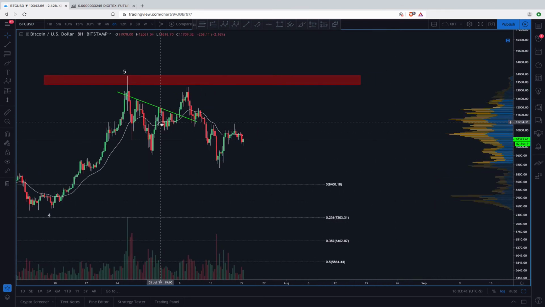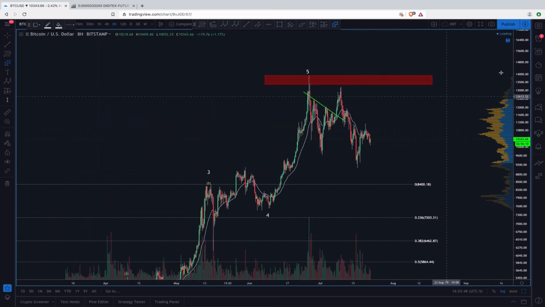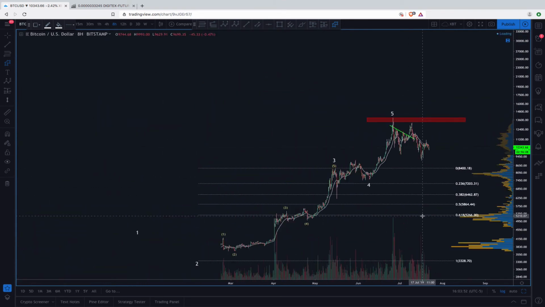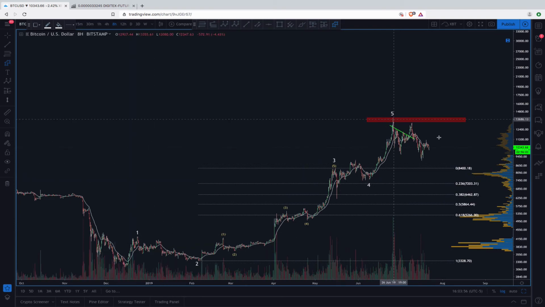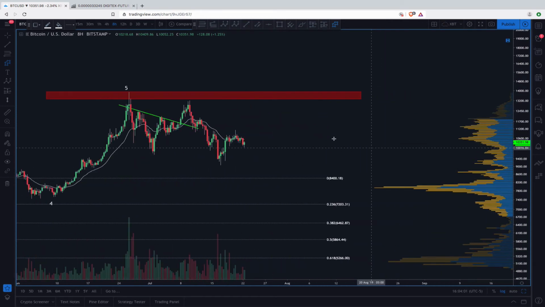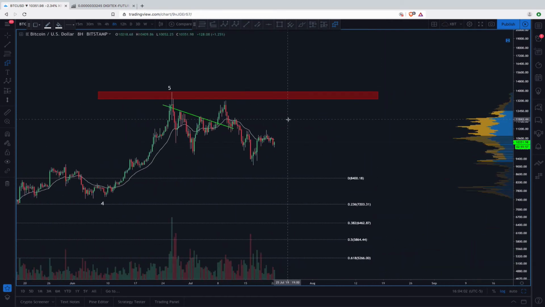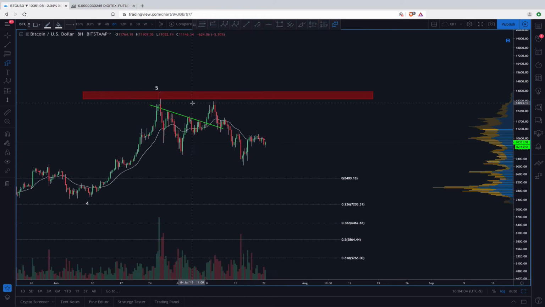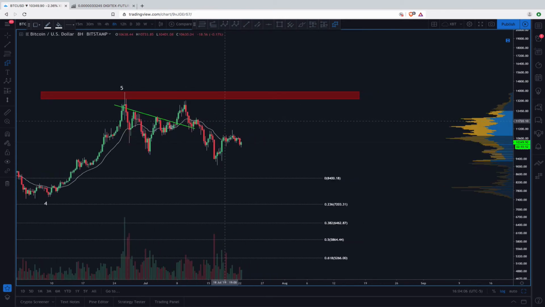To me, this was a very clear beginning of an ABC correction, not to mention that it looked like this whole wave was done from the beginning of the bull run. It looked like we had finished a 1 2 3 4 5 up here. So I was definitely not bullish on us breaking this major resistance right here after it looked like we had completed the Elliott wave count. But the other thing I was looking at is it looked like a picture perfect beginning of an ABC correction.